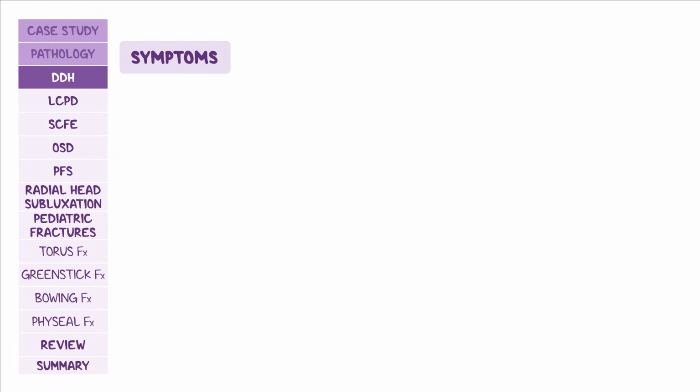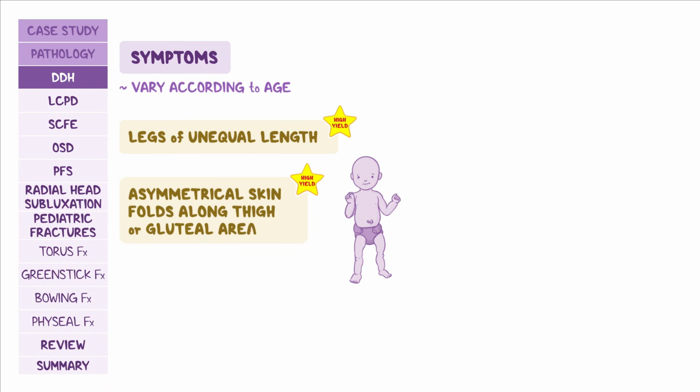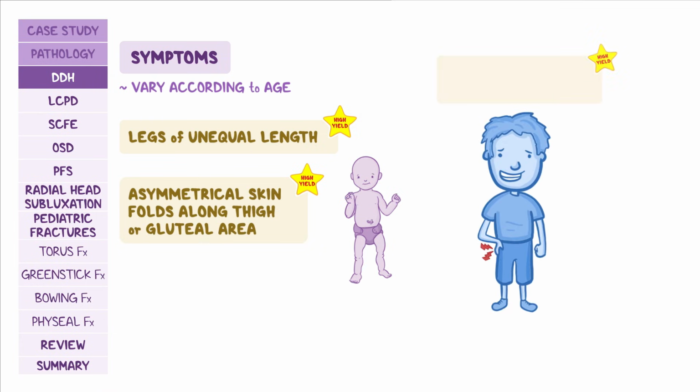Symptoms of developmental dysplasia of the hip may vary according to age. In a test question, look for a newborn or infant with legs of unequal length or asymmetric skin folds along the thigh or gluteal area. On the other hand, older kids may present with painless limping or hip pain that can radiate to the knee.